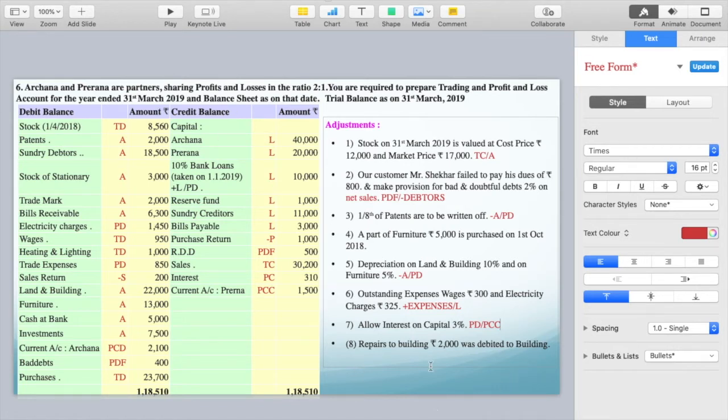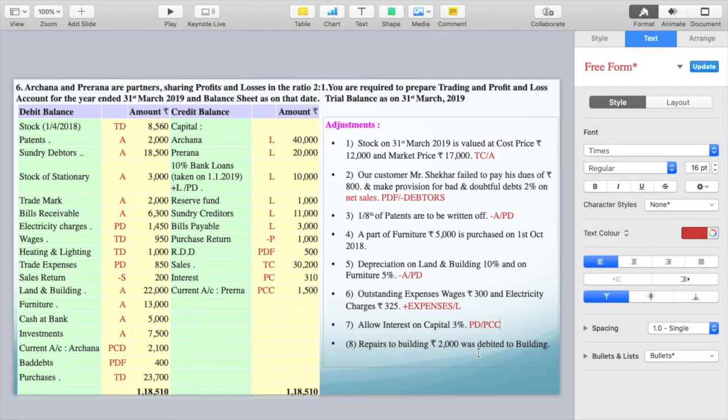Okay, then repairs to building rupees 2,000 was debited to building. Now this is rectification of errors. Repairing charges of building we have debited to building. Now building means what? Asset. Asset always carries a debit balance. When you debit in it, that means you have added into the building account.